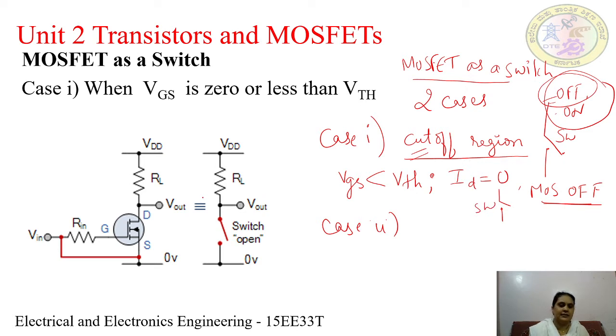So let's look at the circuit diagram. Here we have a circuit diagram. This is a MOSFET. Then we have a certain drain resistance, then input resistance, and here is the input voltage. I am setting the value of the input voltage such that Vi is less than VTH. So what should my value of Vi be? It should be any voltage which is less than VTH. So if I make it 0 volts, Vi is equal to 0 volts.